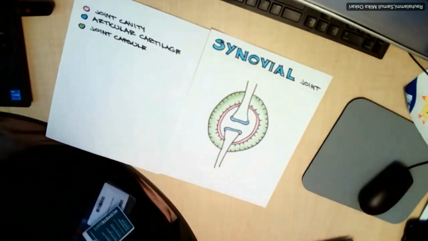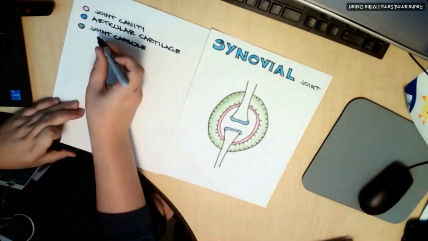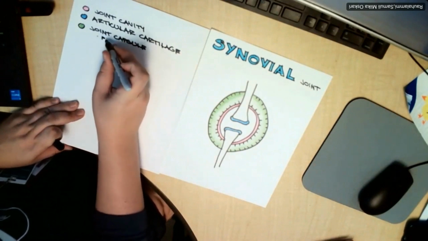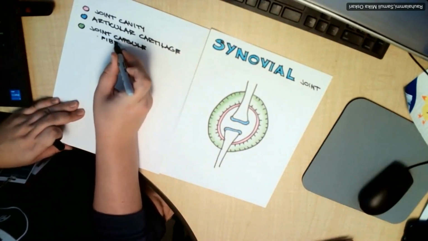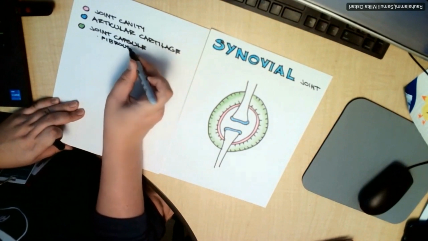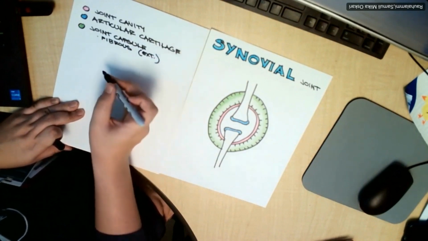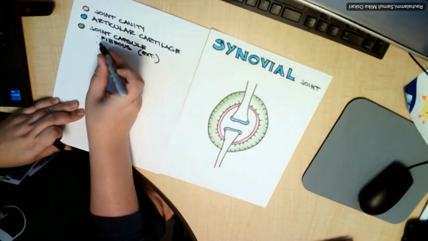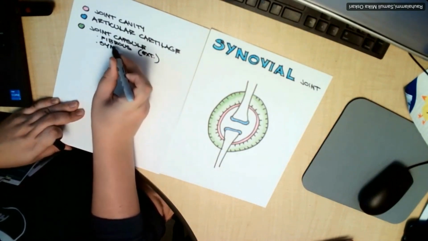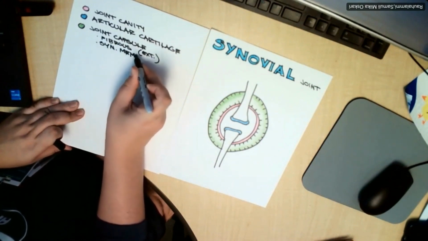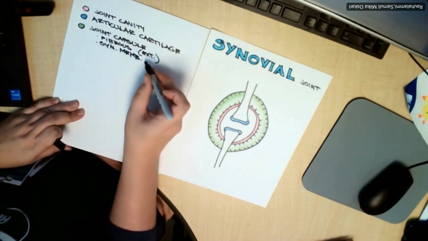Like I said, there were two layers to it. We had the fibrous layer, which was more external layer, and then we had our synovial membrane, which was more inner.